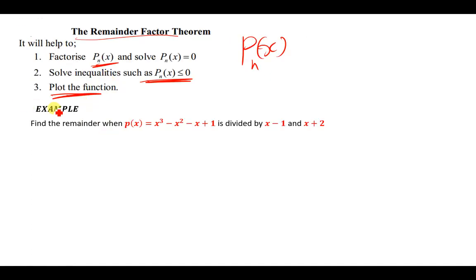Okay, let's look at this example. The example is: find the remainder when p of x is divided by x minus 1, and it's also divided by that. So remember what I said? I said you just have to equate the linear function you've been given to 0. So when you equate that to 0, we're going to have x minus 1.